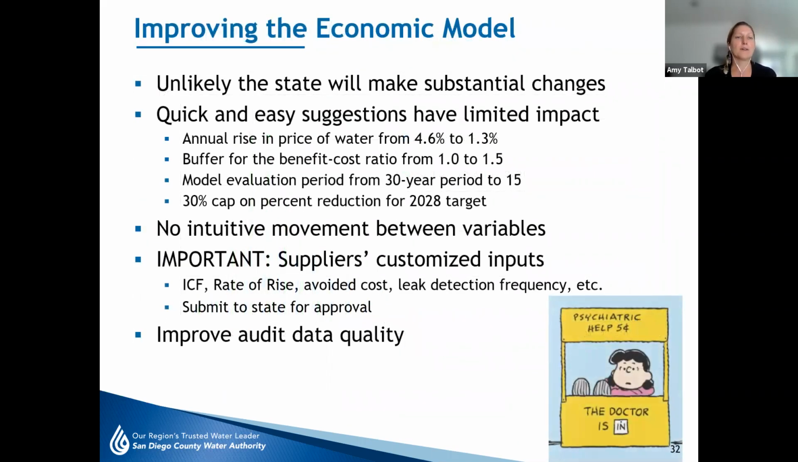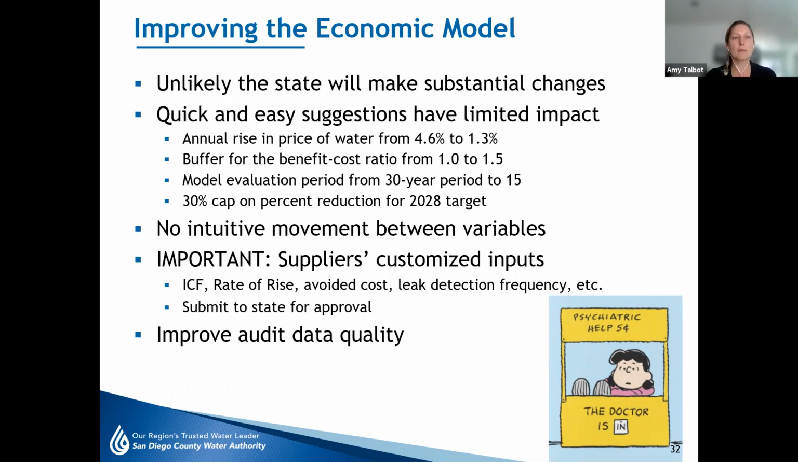So given what we know about the model, and happy to go into detail much later, but it's pretty complicated, we're still considering, given where we're at in the process, how do we continue to improve the economic model to make sure that every supplier has a realistic and implementable water loss target? We know that the state at this point, because we've been going at this a couple of years, is unlikely to make substantial changes to the model itself.